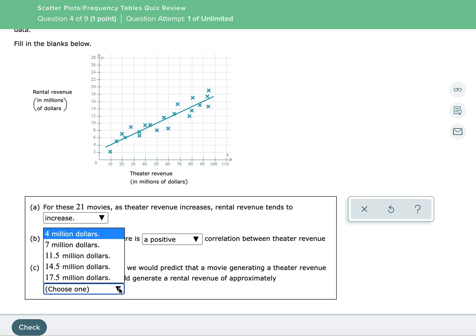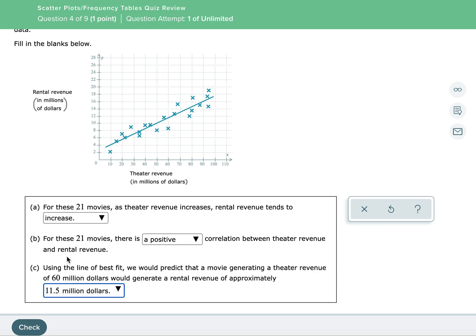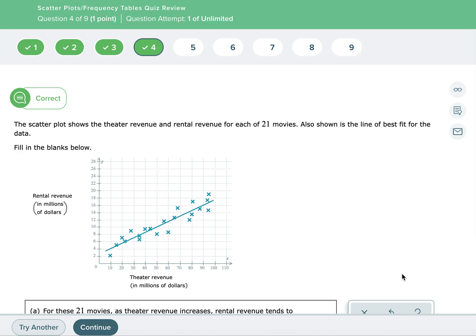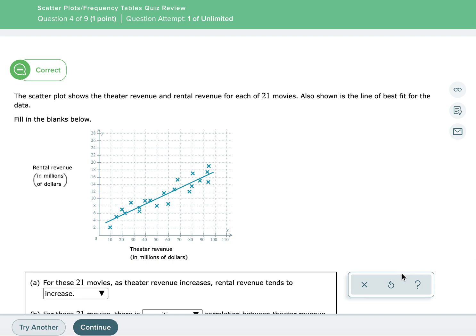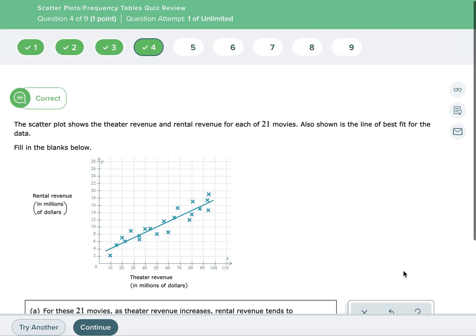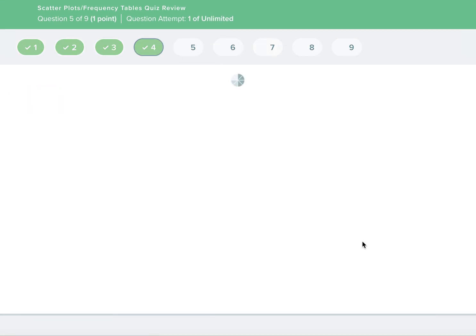So let's see what my options are. Yeah, and they do have one that's 11.5, so I'm going to pick that one. The others are clearly not even near it. So that's how that works, right? Just use the information they give you and try to answer the questions. Not too complicated. Now this next one, we're going to be doing some math here.